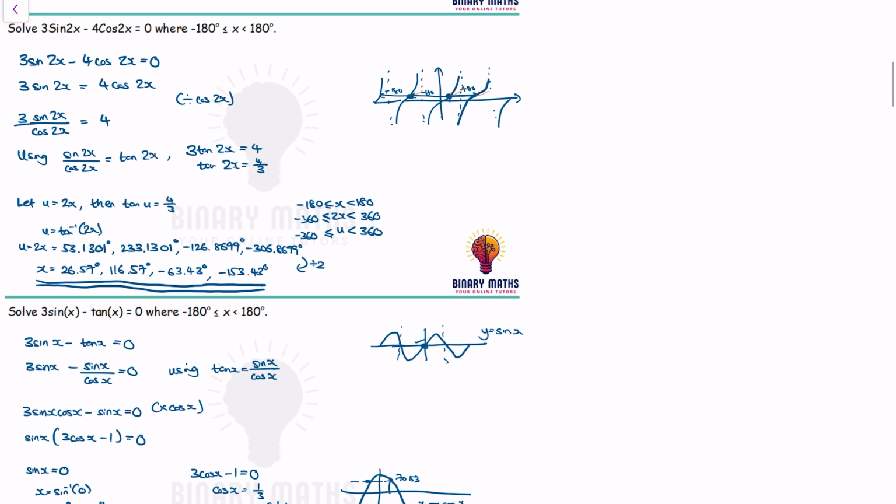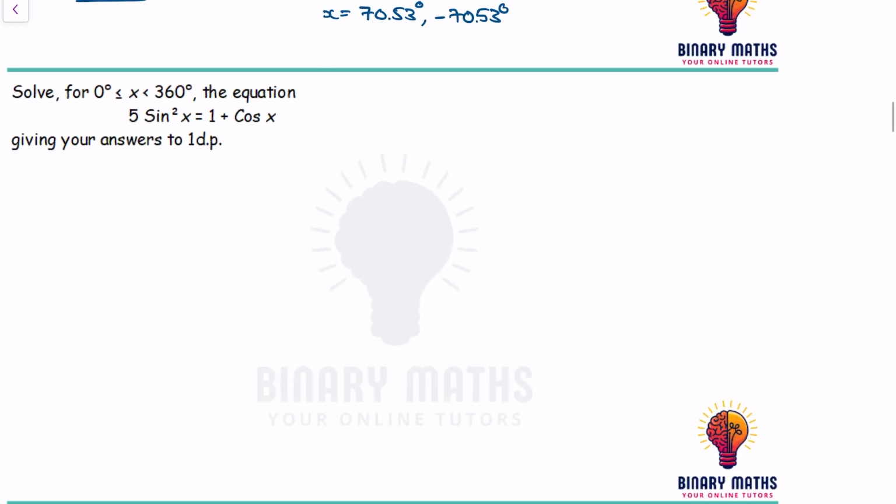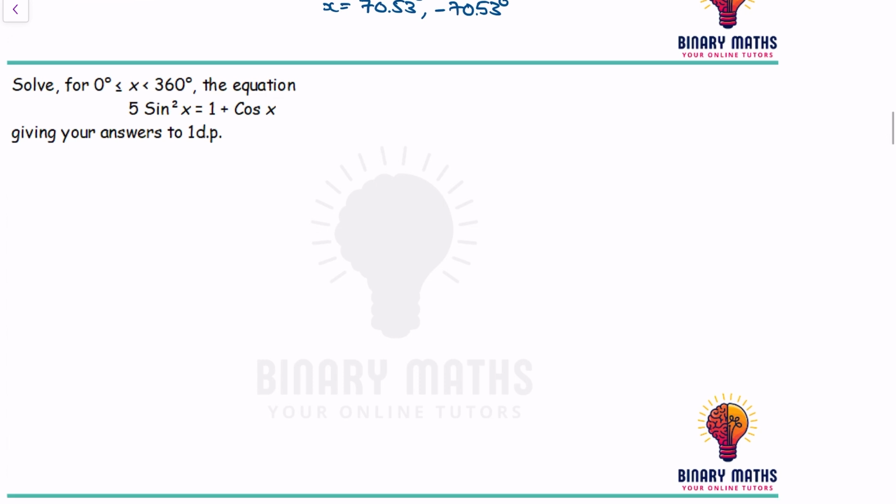Okay, let me just write y equals tan x here. Solve for 0 degrees to 360 degrees, not including 360, the equation 5 sine squared x is equal to 1 plus cos x, giving your answer to 1 decimal place.